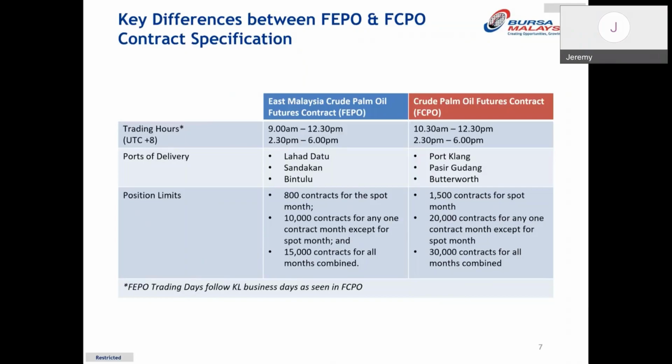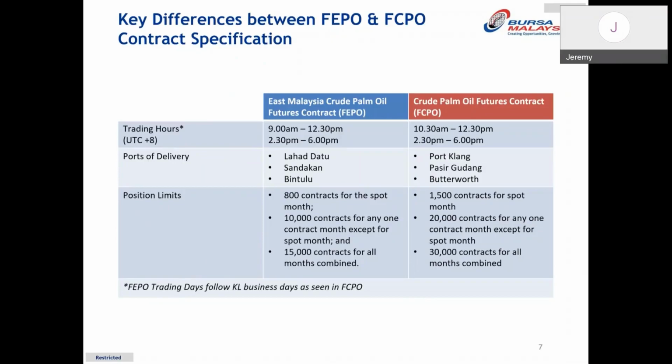This is the port of delivery where the physical settlement kicks in. The port of delivery for FEPO is Lahad Datu, and the second one will be Sandakan and Bintulu.